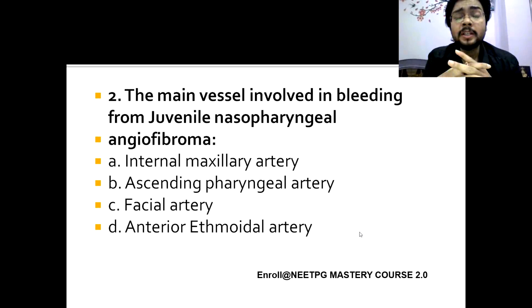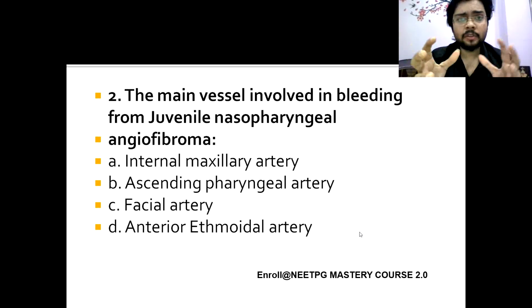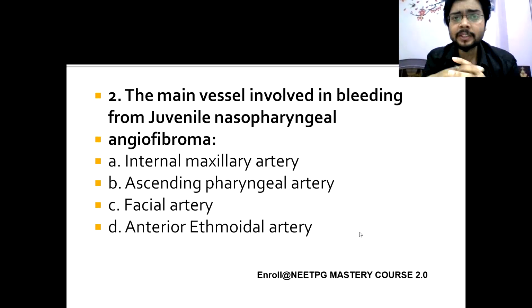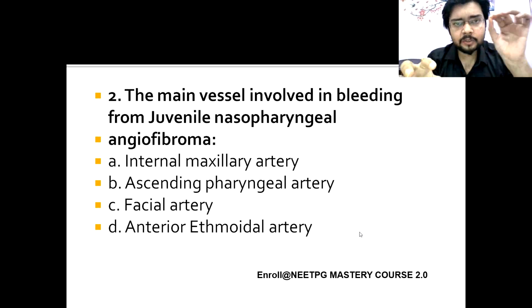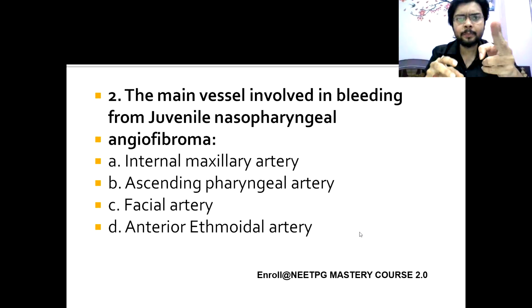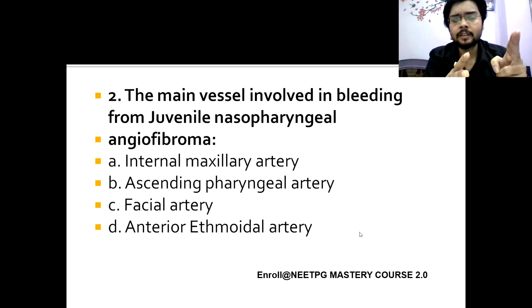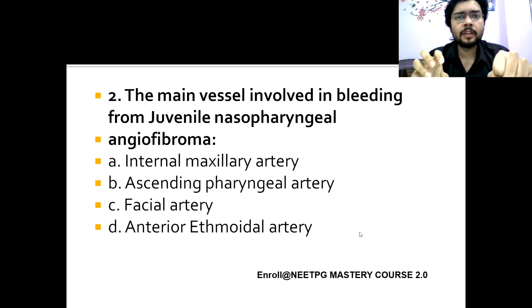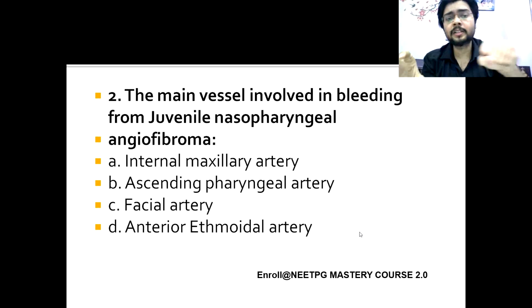You all know JNA is a very vascular tumor, and most surgeons fear it because of its vascularity, and it bleeds enormously if you damage it while doing the surgery. So our first step is to do the exposure, visualize this internal maxillary artery and clip it or cut and ligate it. Once we get hold of the internal maxillary artery, removing JNA becomes relatively easy. So the main supply is the internal maxillary artery.